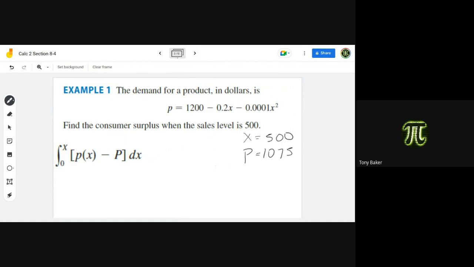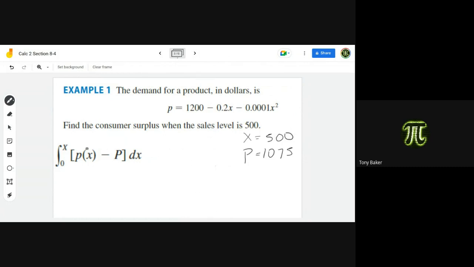If the sales level is 500, if they're selling 500 of the product, they can sell it for $1,075. If I sell less, so if X is less, my price would be higher. If X is more, my price would be lower. Depending on how many you're selling, that's where they're leaving that extra money on the table, basically.